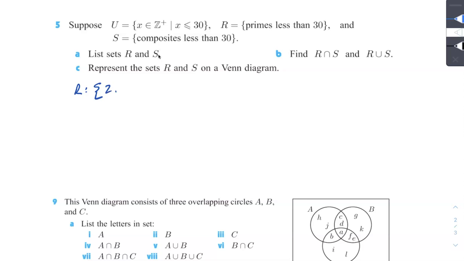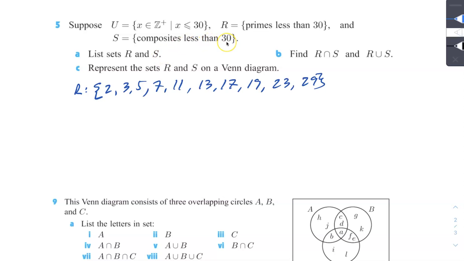So usually 2 is the first prime number, then 3, and then 5, 7, 11, 13, 17, 19, 23, 29. I believe those are all the prime numbers less than 30. Remember, prime just means the only factors I have are 1 and itself. So 2 has 1 and 2, 3 has 1 and 3, so on.